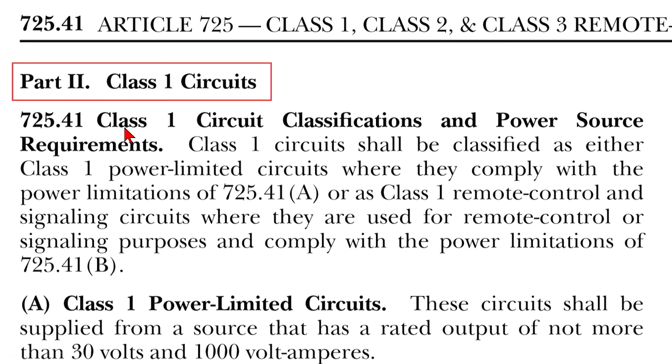Articles are broken down into parts. For example, Part 2 is Class 1 circuits. If we got into Article 725, we would see that there's a Part 1 general, there's a Part 2 that's Class 1, there's a Part 3 that's Class 2, and there's a Part 4 that's going to be Class 3. So you take an article that's kind of big and includes a lot of different things, and they'll break it down into individual parts.